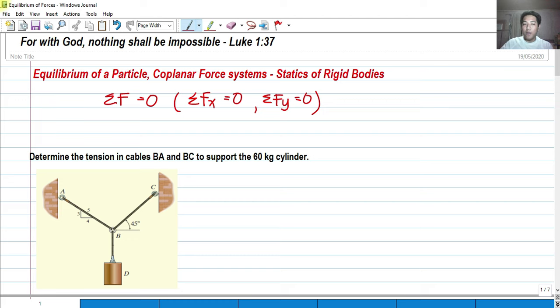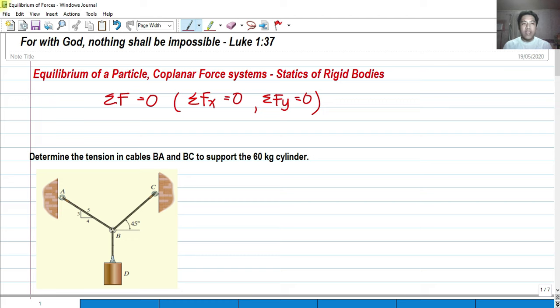So, we shall be talking about equilibrium of a particle, coplanar force system. This is a very basic, fundamental topic in statics of rigid bodies. But before that, in studying equilibrium of a particle, there is a condition that the summation of forces along that particle should be equal to zero. Okay? We know that the force is a vector.